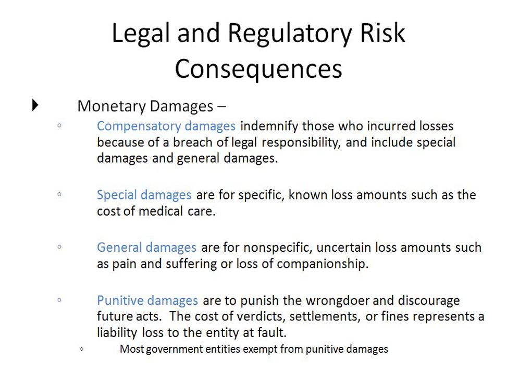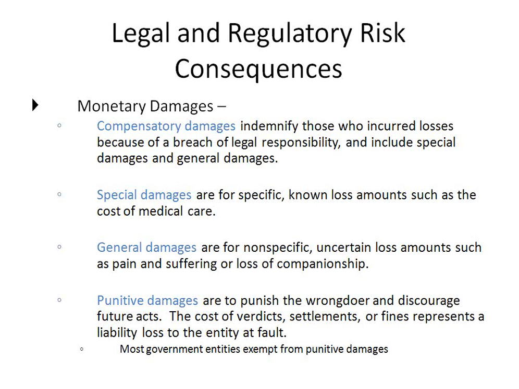those who incurred losses because of a breach of legal responsibility, and include special damages and general damages. Basically, that's what you actually incurred. If my vehicle is worth $5,000, well, that's what I'll be compensated. So you think of compensation, compensatory. Special damages are for specific or known loss amounts, such as the cost of medical care. General damages are for non-specific, uncertain loss amounts, such as pain and suffering or loss of companionship.